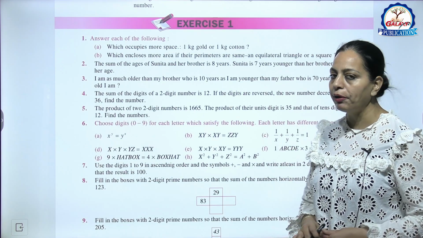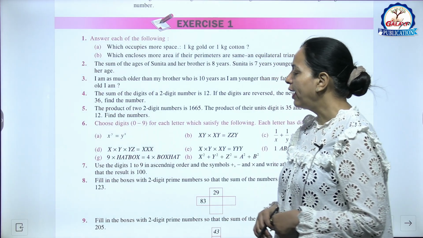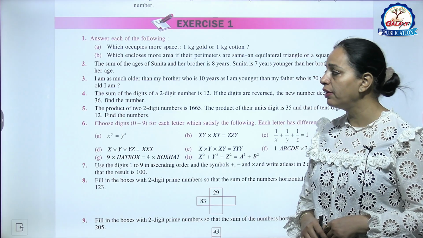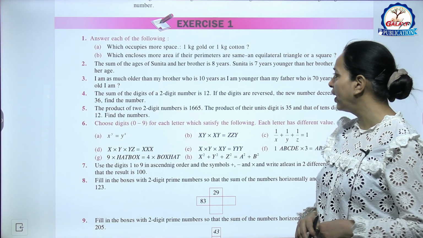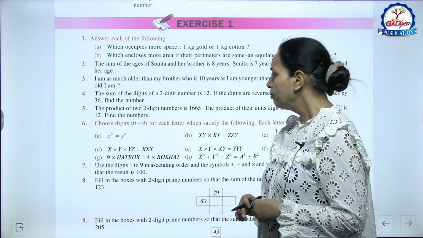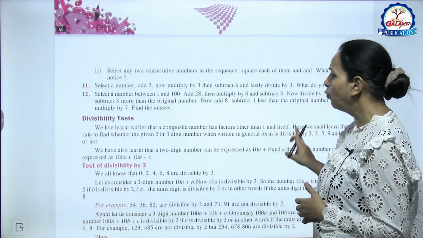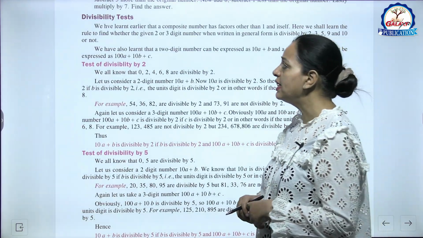Now exercise 1, based on such type of example, you can try these one. Like here, second one, the sum of the ages of Sunita and her brother is 8 years. Sunita is 7 years younger than her brother. Find her age. So you can try this one. So similarly, you can try these puzzles. Very interesting. Now the next we are talking about divisibility test.